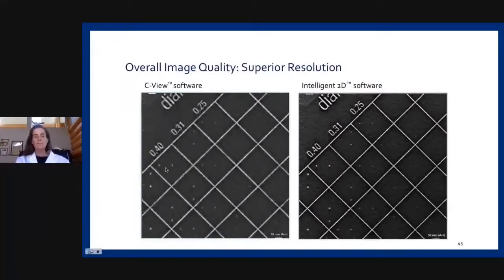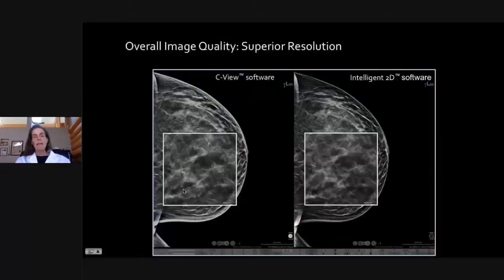So if you look at the Phantom, comparing the first generation C-View with intelligent 2D, you can see how well you can see the resolution. Even the numbers here are more clear and crisp. So that, I think, speaks volumes to the improvement in the resolution. And again, just a nice example showing you how you can really identify some of these Cooper's ligaments and the fatty tissue and all that fibrous tissue is more sharp in the intelligent 2D software.